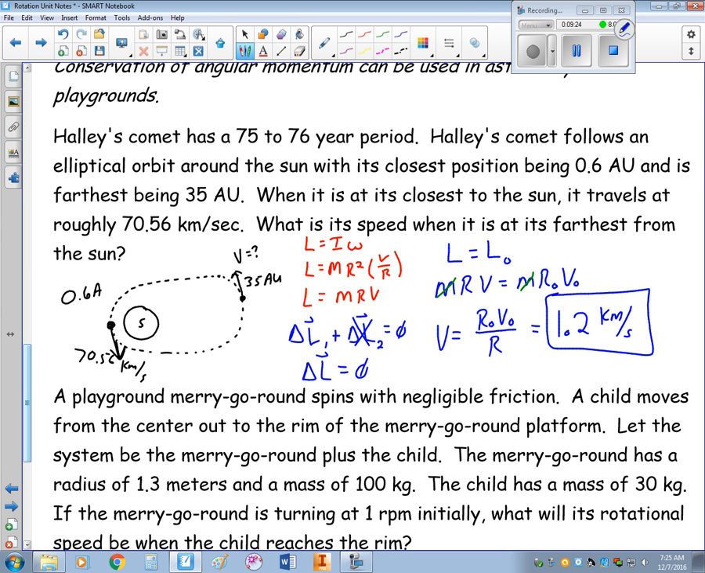As it's getting farther and farther away, if we think about the whole energy of the system being the same, its potential energy is increasing and its kinetic energy is decreasing. When it gets closer to the Sun, its kinetic energy increases and its potential energy decreases. So we can also use conservation of energy to help us explain some of this.